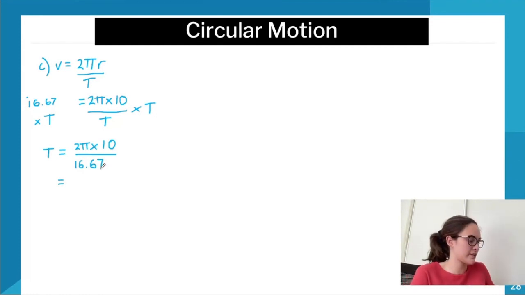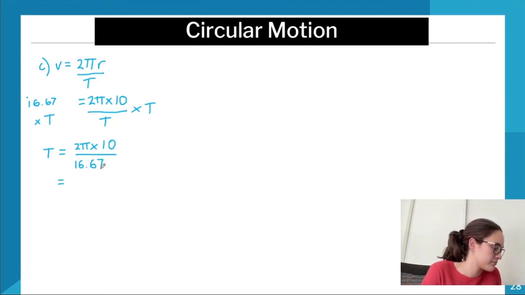Alright, hopefully that's a bit of a better answer. So, back in radians, not that it really makes a difference, at least for this question. Times 10 divided by 16.67, and hopefully we get a better answer. There we go. It takes 3.74 seconds, and that looks a lot better than 0.38.